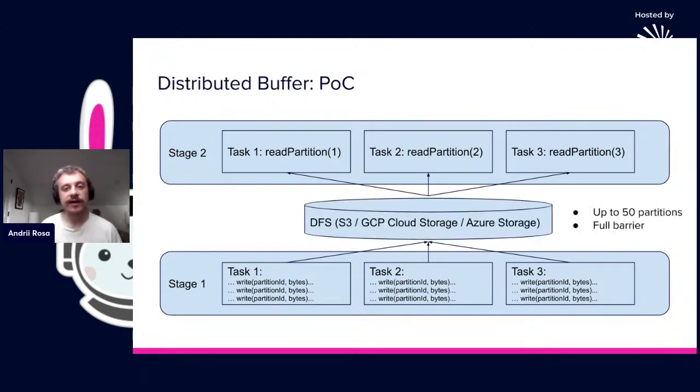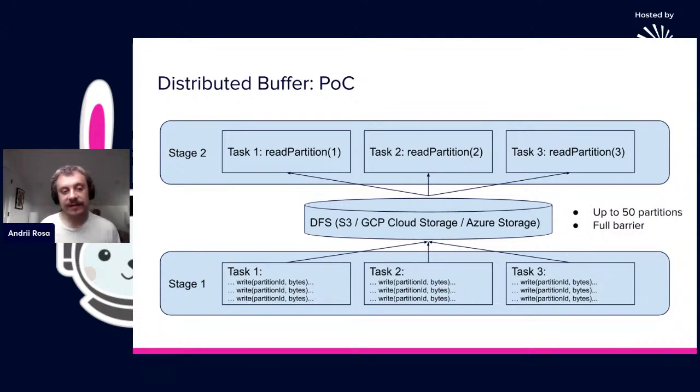For now, we provide a proof of concept implementation. It is not production ready. We try to craft it in a way that is reliable and everybody can use, but why do we call it proof of concept? Because it comes with limitations. Currently it's fairly limited. It only supports up to 50 partitions, and it also requires a full barrier synchronization between stages. That is also pretty limiting, and I will talk about that more a couple of slides down.